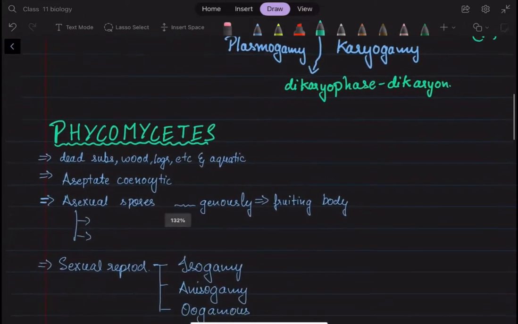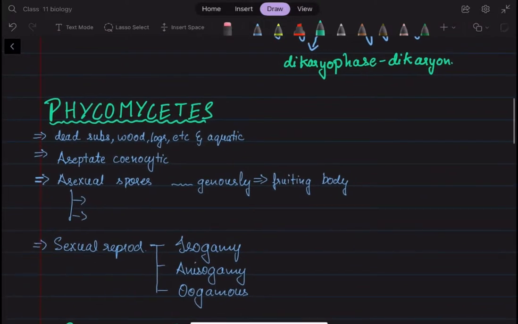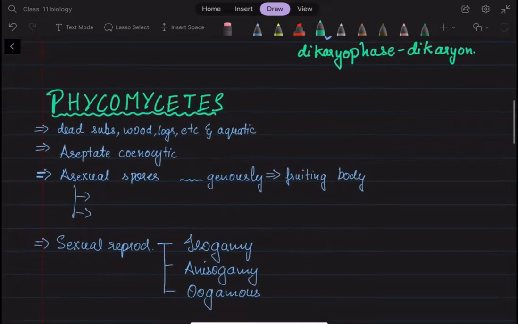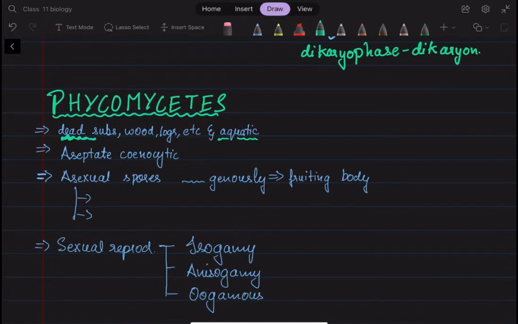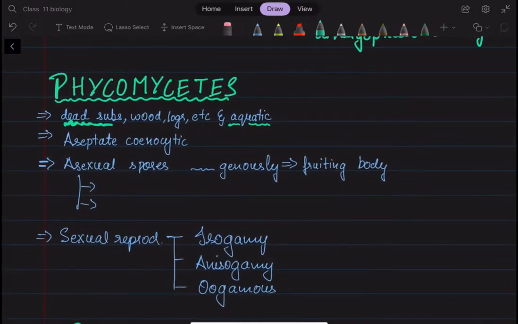Now coming to the various classes present in fungi. First one is phycomycetes. Phycomycetes is said to be the most primitive class of fungi, and these are the only class which are aquatic in nature. They are also found on dead substances, on things like wood, logs, and all that. As I told you, there are two types of mycelium, that is septate and aseptate. They have the aseptate type, that means coenocytic, right?